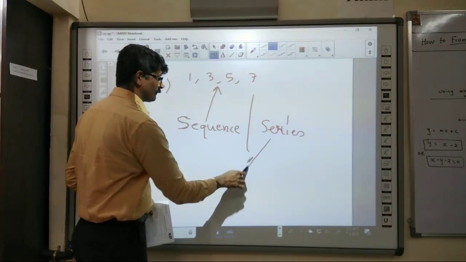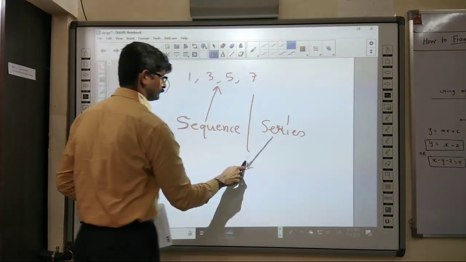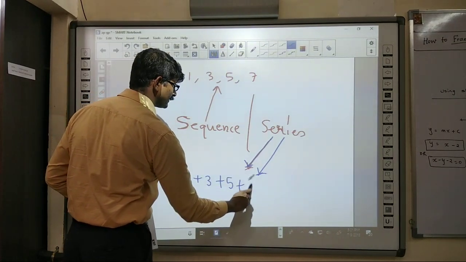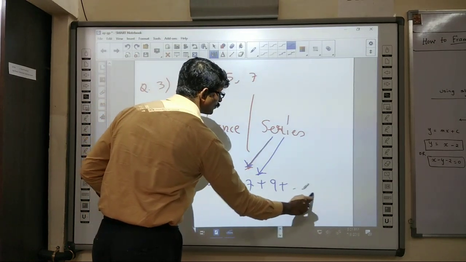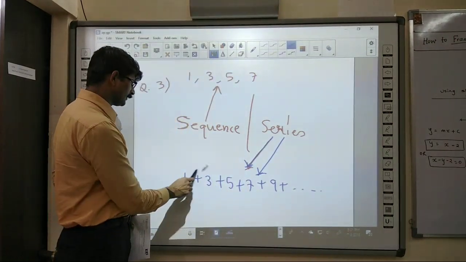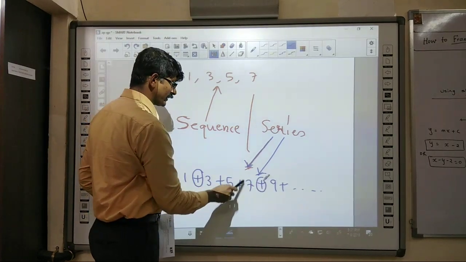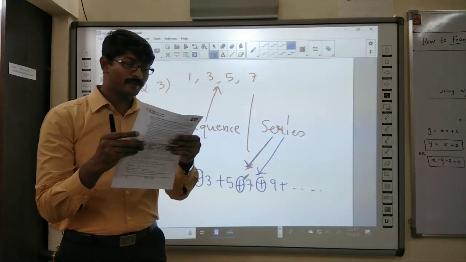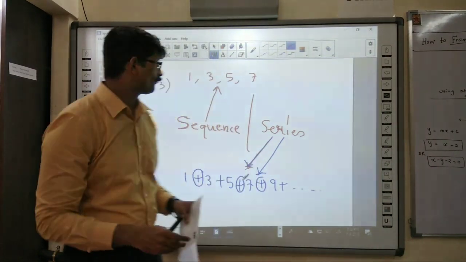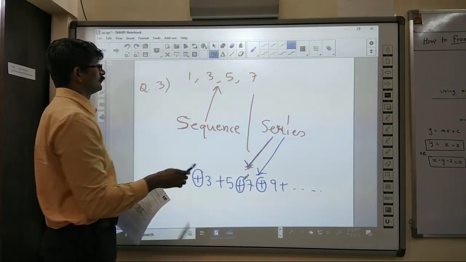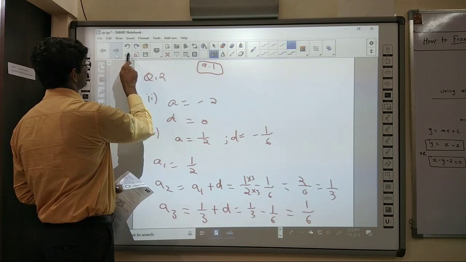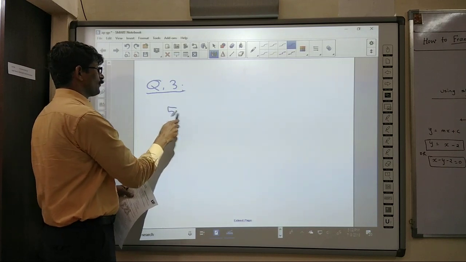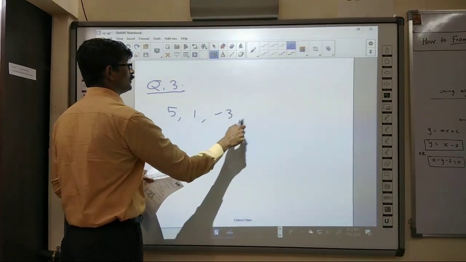And series looks like this: 1 plus 3 plus 5 plus 7 plus 9 plus so on. Whenever there is a plus sign, it is called a series. So don't get confused with the words sequence and series. So we have to find the nth term and 20th term of the given sequence. Question 3, and the given sequence is 5, 1, minus 3 and minus 7.